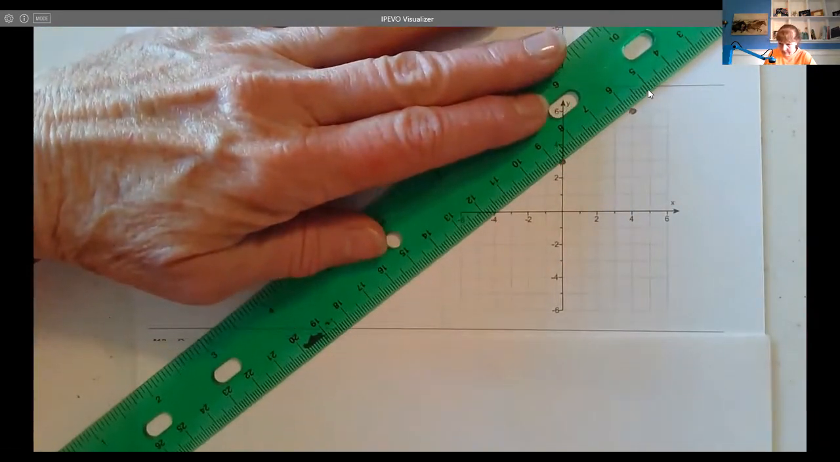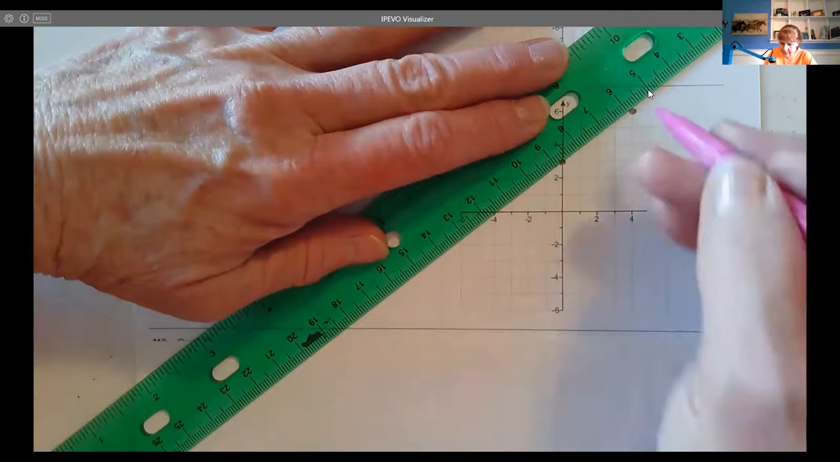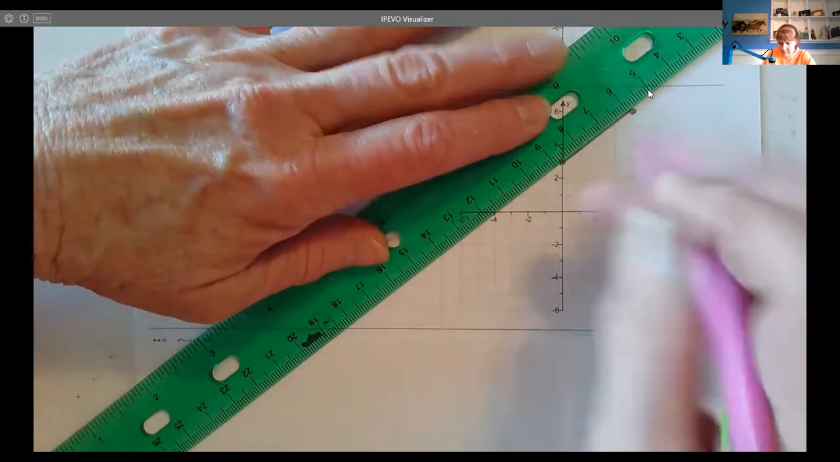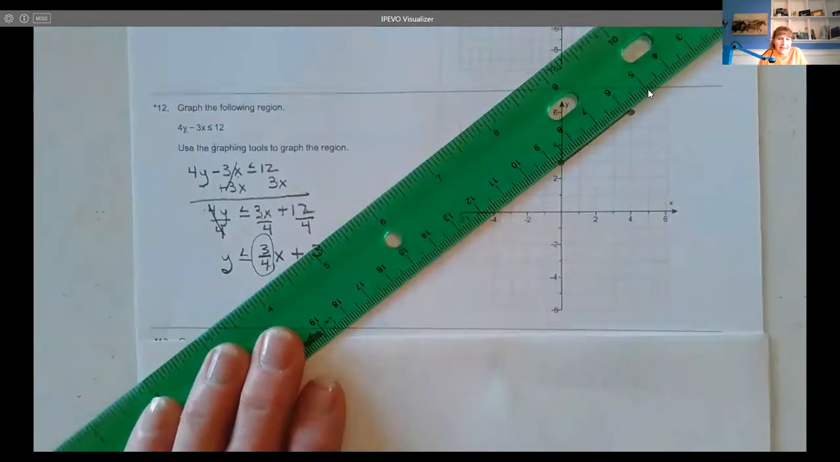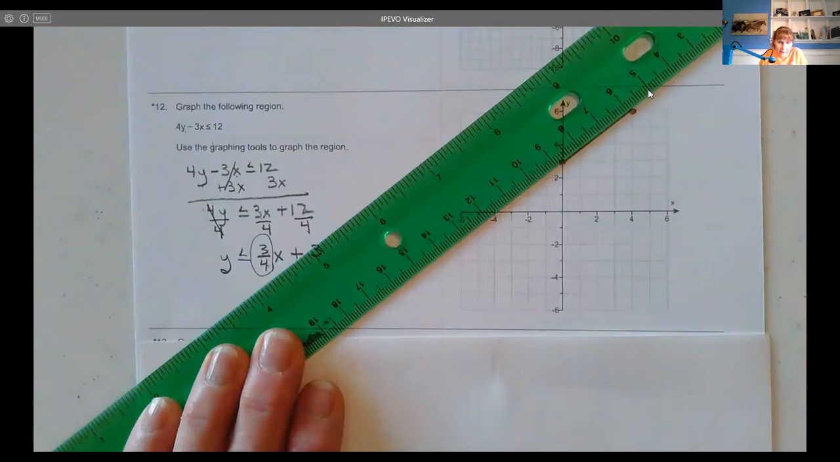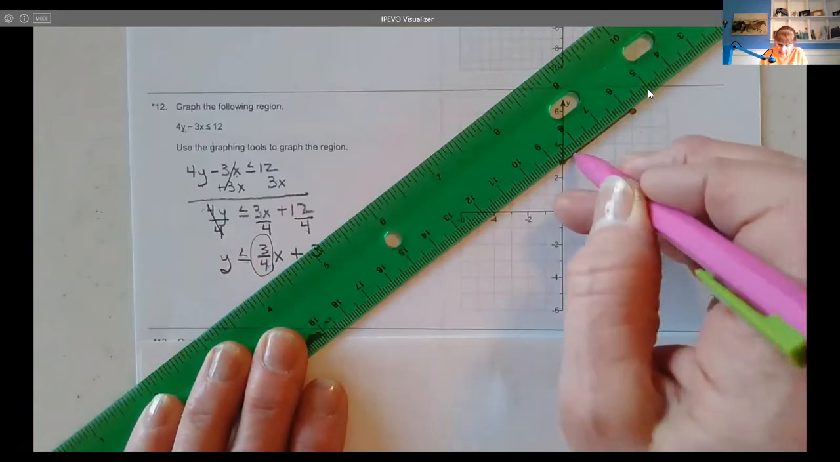I kind of skipped a step. Is it solid? I forgot to talk about it. This has the bar underneath, so it is solid. If it didn't have that, you would have done a dashed line. So you do have to pay attention to that idea.